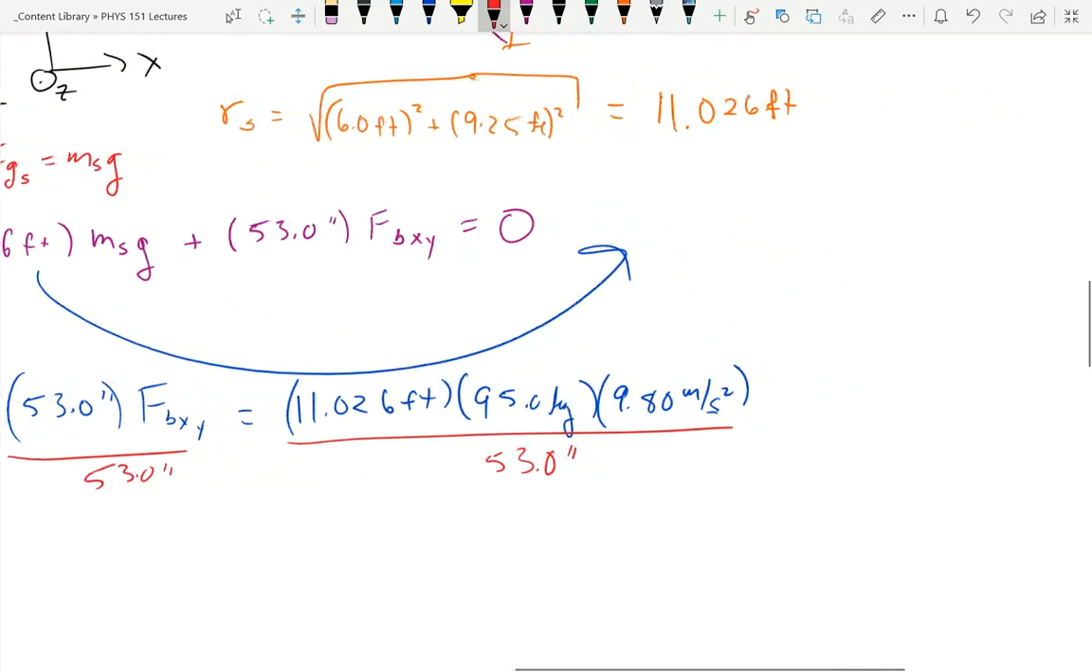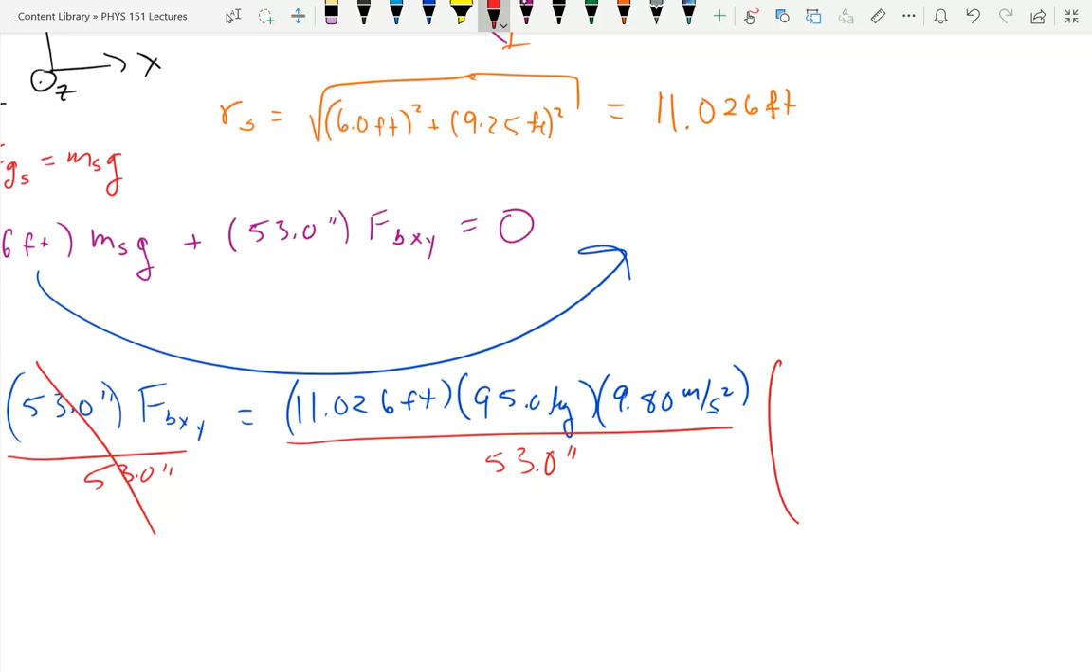Now, if you pop this in your calculator, you're going to have some weird units. We have to do some unit conversion. Can we just change from inches to feet in order to cancel out the feet? If we change from inches to feet, we're going to get the force in newtons.